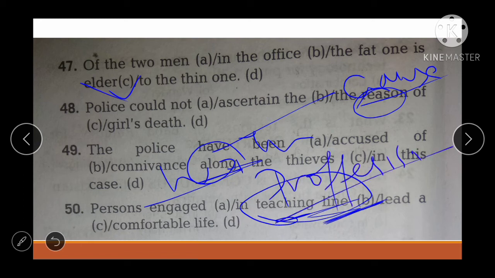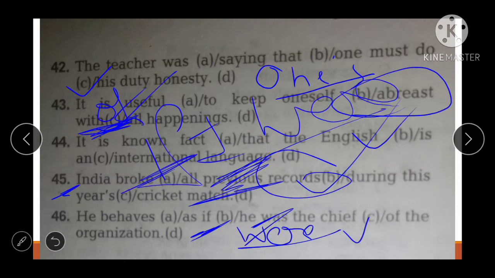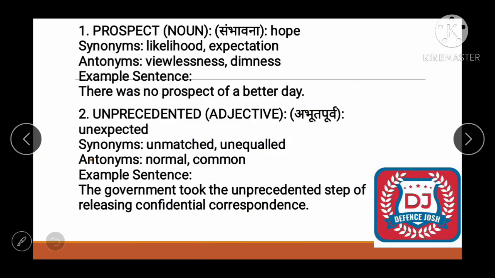All right, so we have completed the spotting the errors. Now we will do and learn the 10 new words of today. Okay, so the first one is prospect. See, friend, you might have heard this prospect word many times. Whenever you join any college, they give you prospectus of that college.